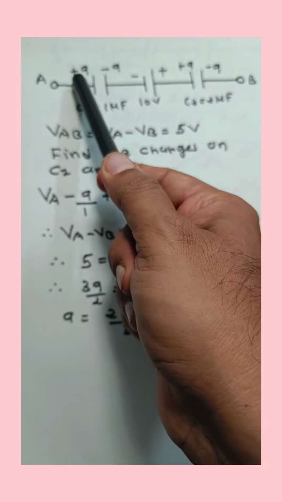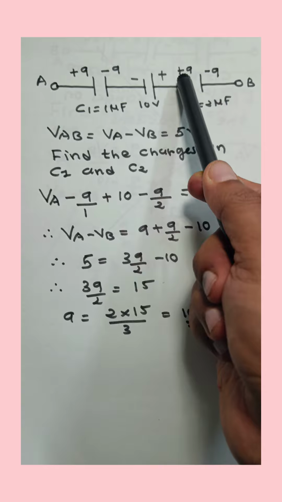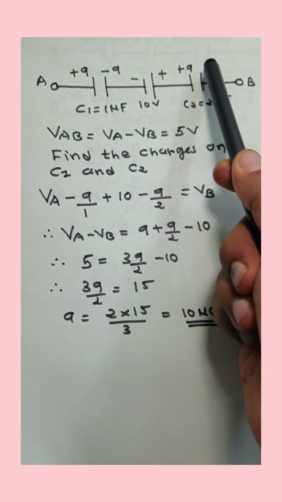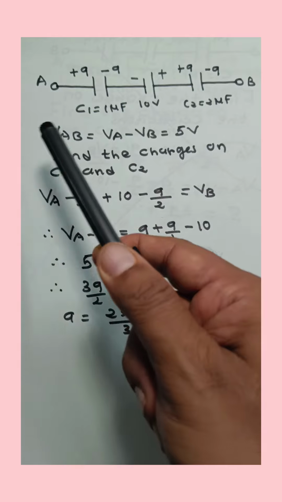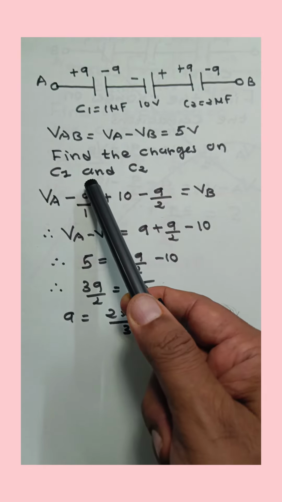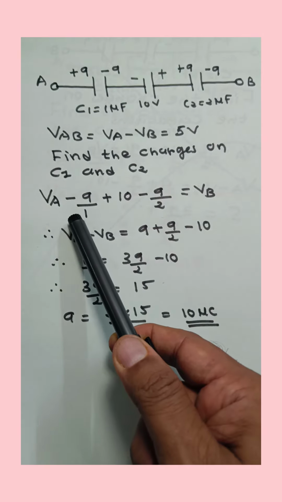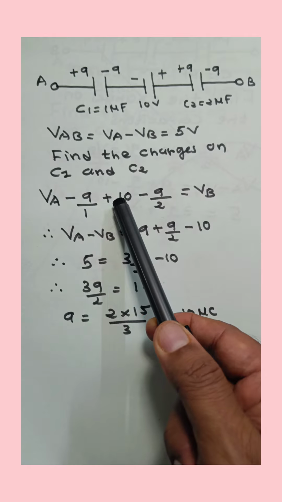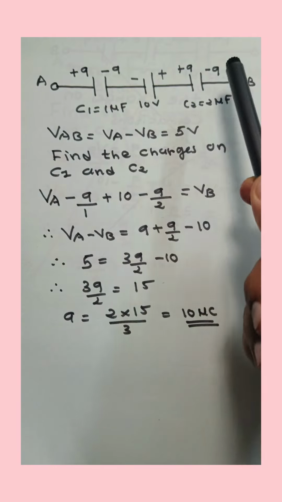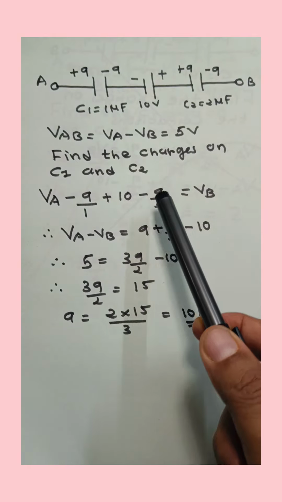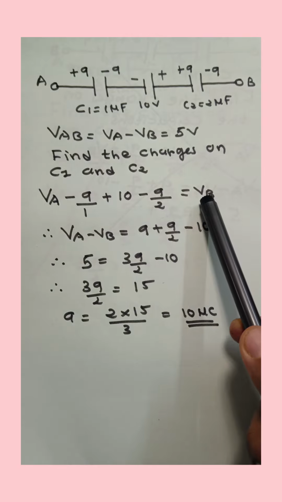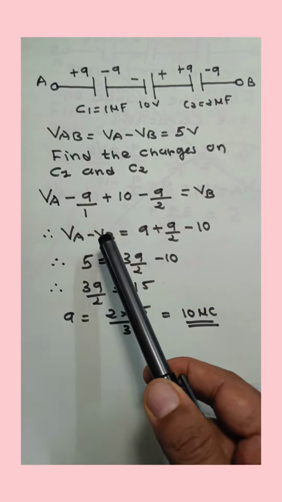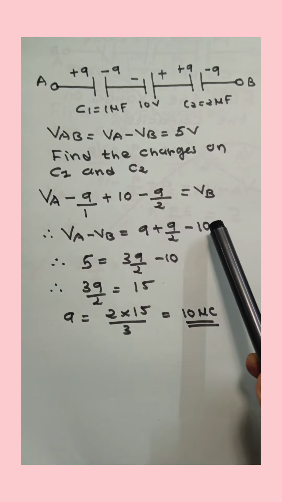Suppose on the left side of the plate, the charge is plus Q, and on the right side of the plate, the charge is minus Q. Now, starting from a point, the potential is VA. Plus to minus, the potential decreases, minus Q upon C1, where C1 is 1 here. Minus to plus, the voltage increases, plus 10. Plus to minus, the voltage decreases, minus Q upon C2, where C2 is here 2, which is equal to the potential at point B, which is VB. So VA minus VB is equal to Q plus Q by 2 minus 10.